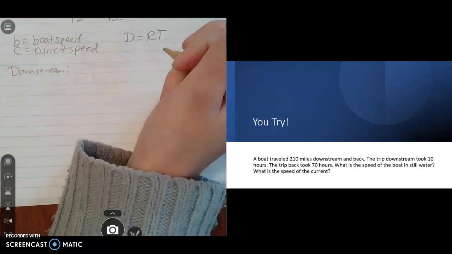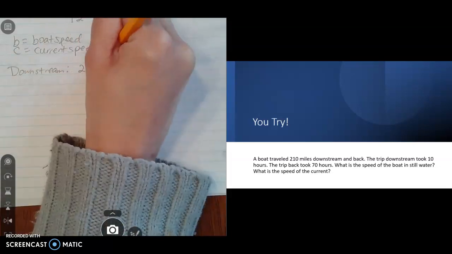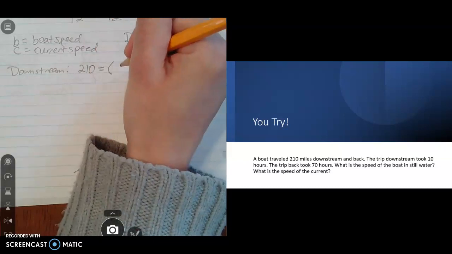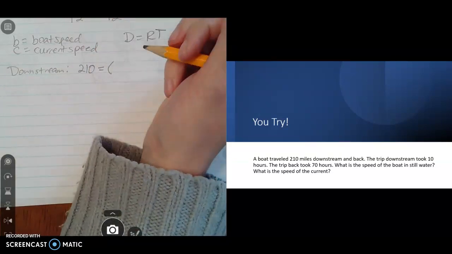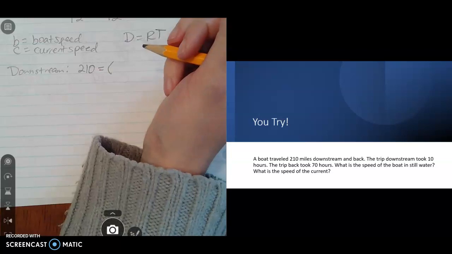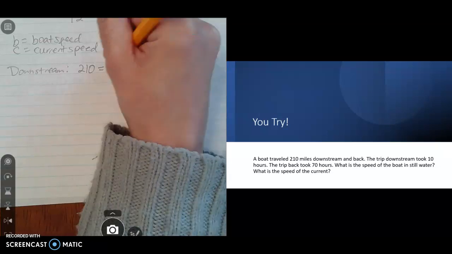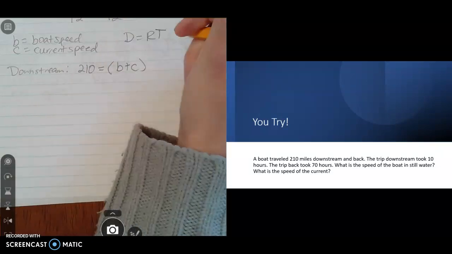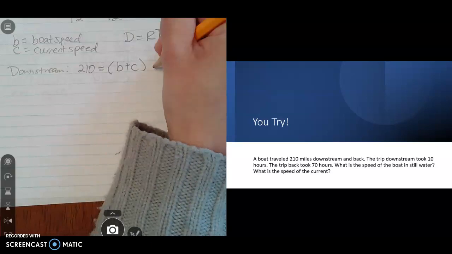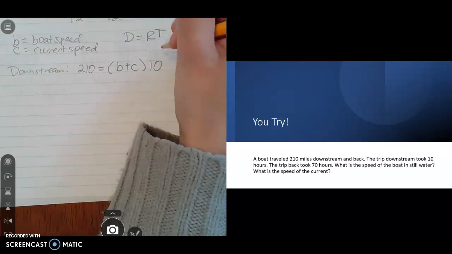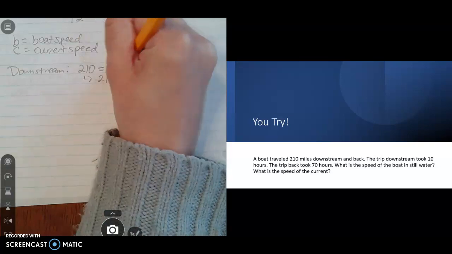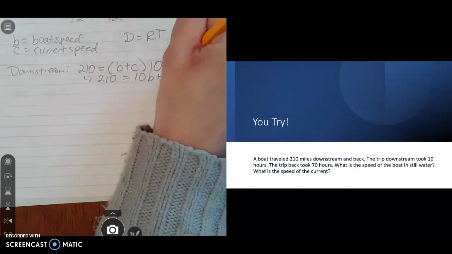the distance was 210 miles. The rate when you're going downstream, the current is speeding you up. You can even tell that the trip took a lot less time. So you should be going faster going downstream, so that'll be B plus C, boat plus current. And the time was 10 hours. This was a long trip. If you want to go ahead and distribute that, you can. That's 210 equals 10B plus 10C.